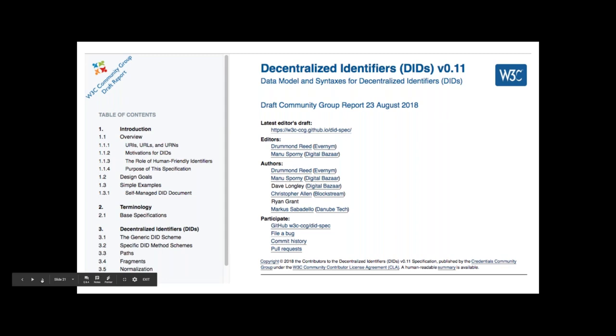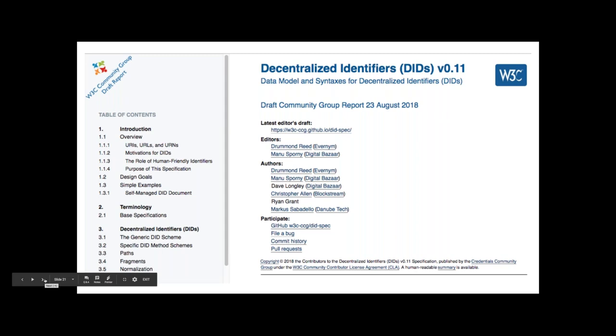So, as Drummond authored the first version of the specification, we took it around to the Internet Identity Workshop and the World Wide Web Consortium. We held weekly meetings to refine the specification and really work through the deep technical bits and pieces, to make sure that all these different initiatives that were building decentralized identifiers would be able to interoperate at some point down the road. And so that's been incubating for quite a while.